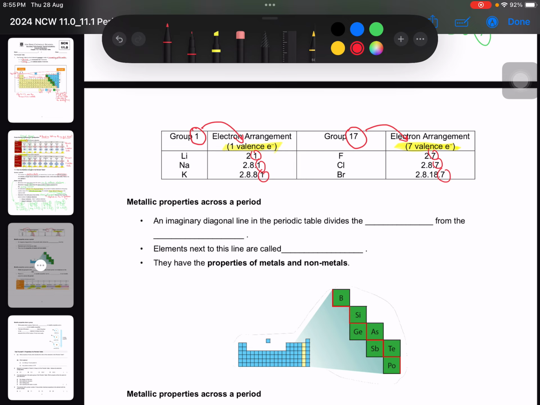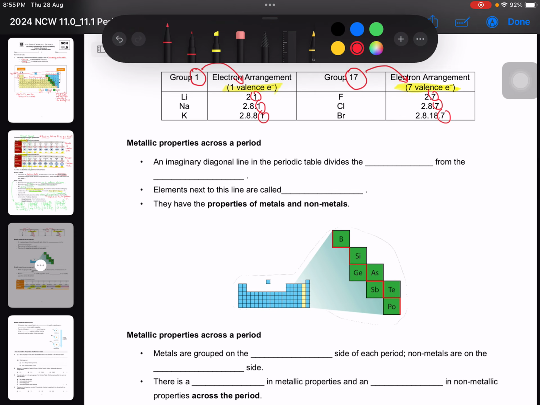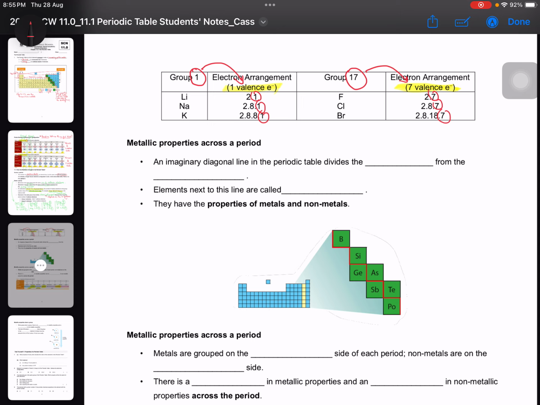Okay, next. Now, metallic properties across a period. So we talked about the imaginary line that divides the metals from the non-metals.